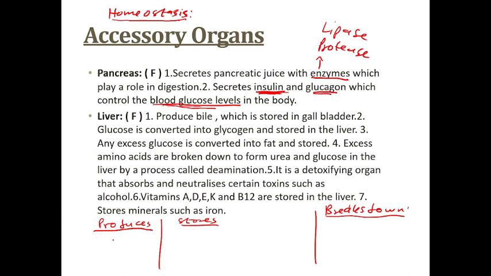We have already established: what does the liver produce? Bile. That is the first function of the liver. When I ask you the functions of the liver, it produces bile, which is going to be stored in the gallbladder.